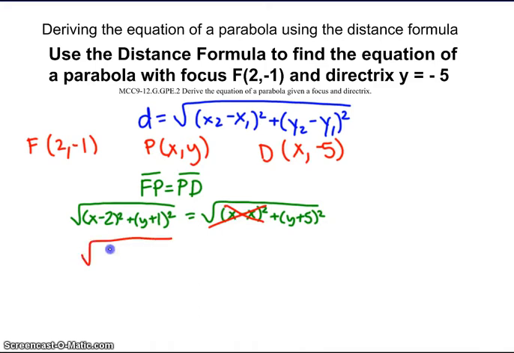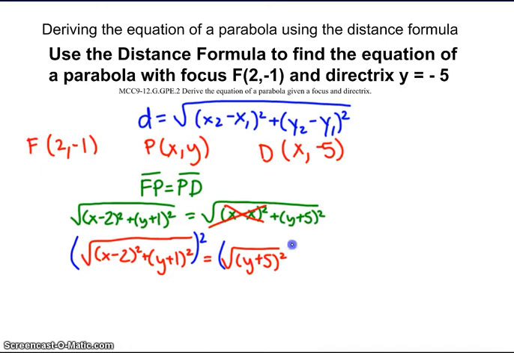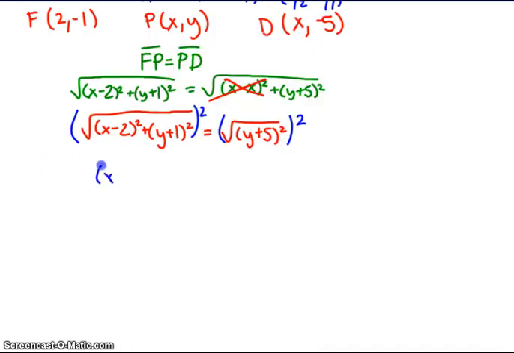So what we have now is on the left side the square root of (x minus 2) squared plus (y plus 1) squared equals the square root of (y plus 5) squared. Now I don't like the square roots on both sides. If I were to square both sides, I would get rid of the square roots. So let's do that. I would be left with (x minus 2) squared plus (y plus 1) squared, and that will be equal to (y plus 5) squared.